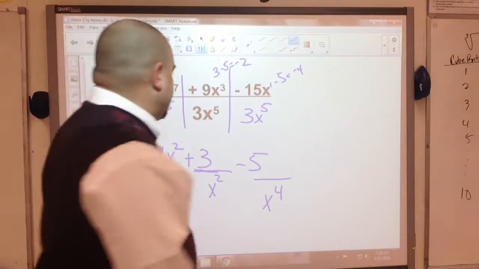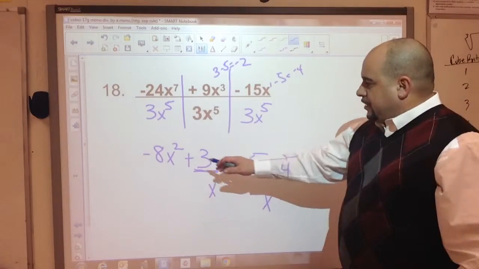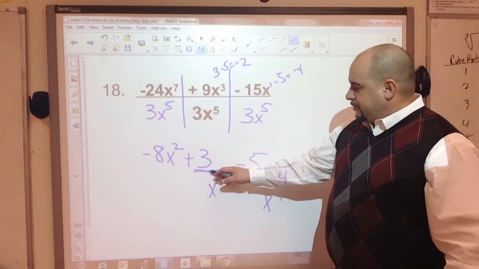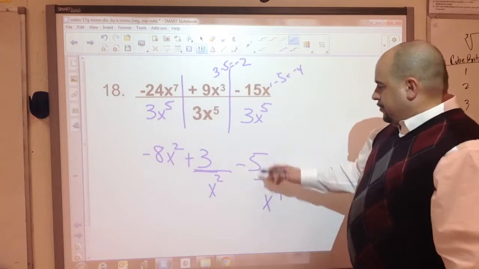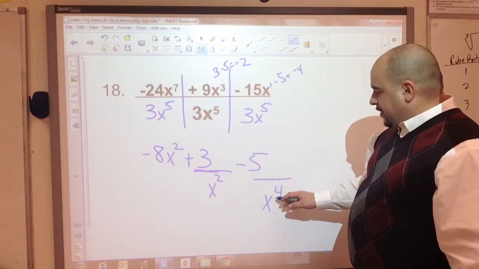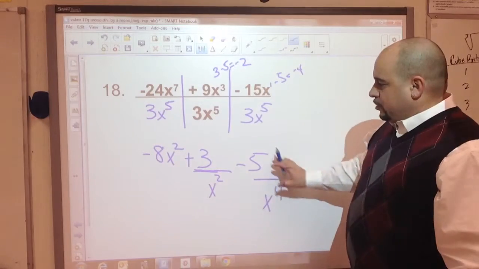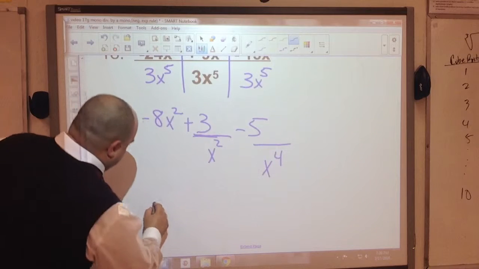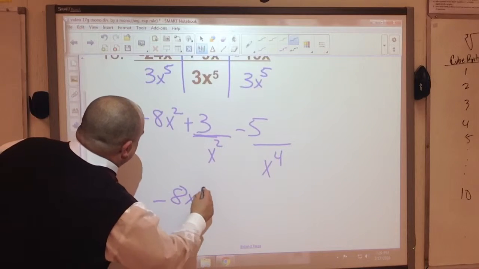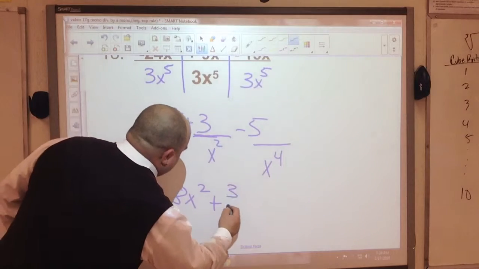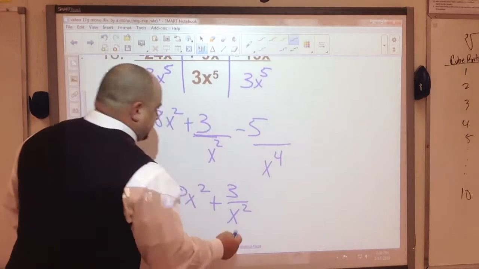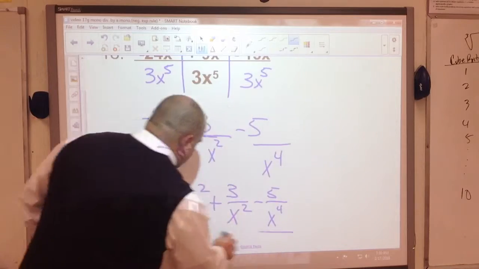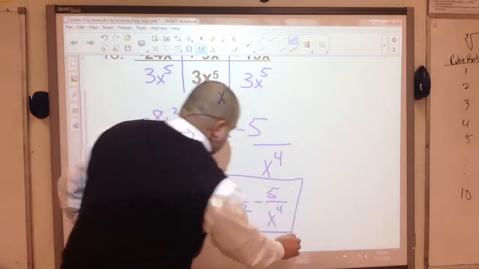Nothing wrong with that. So my final answer is negative 8x squared plus 3 divided by x squared minus 5 divided by x to the 4th. And I know it looks kind of crazy here, so I can rewrite it real quick. So I have negative 8x squared plus 3 over x squared minus 5 over x to the 4th. Hopefully this looks a little bit better for you.